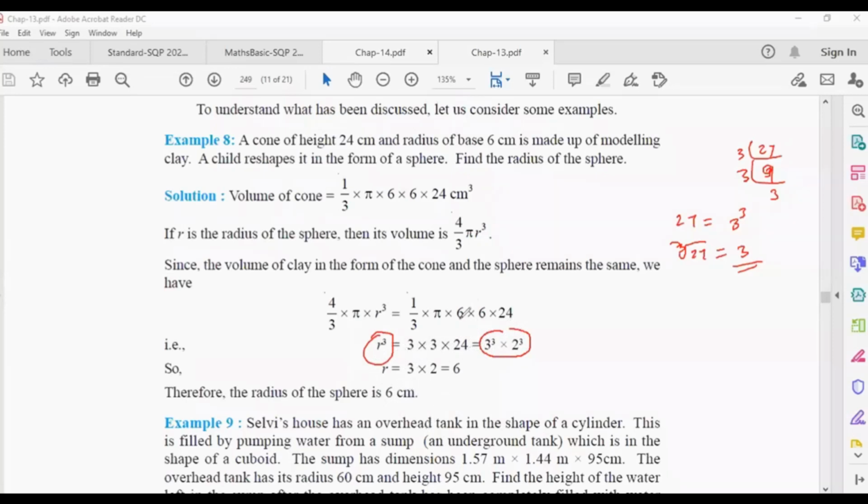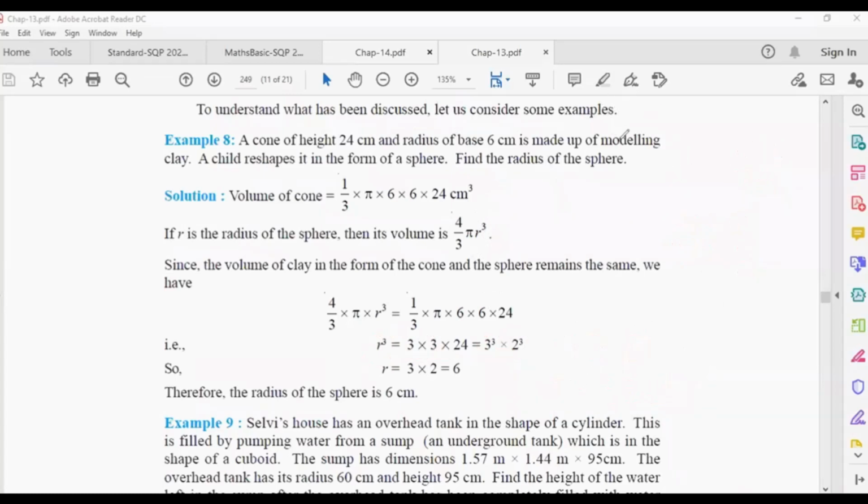Okay, so here 6 into 6, we cut by this 2 into 2, so you'll get 3 into 3. Then 24 can be written as 3 into 8. So one 3 with these 3 into 3 will make 3 cube. And 8 we can write as 2 cube. So that actually means r cube is equal to 3 into 2 whole cube. So r will be equal to 3 into 2, that is 6. So we got the radius of this sphere as 6 centimeter.